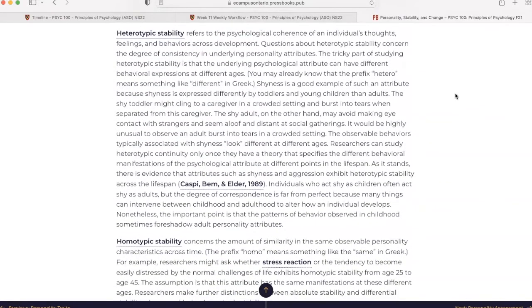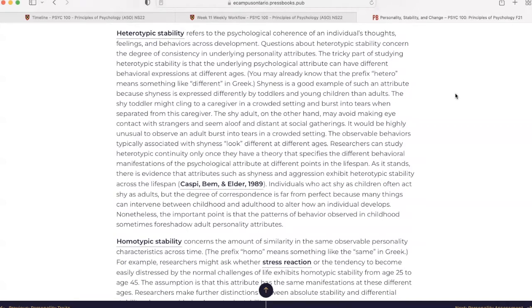Heterotypic stability refers to the psychological coherence of an individual's thoughts, feelings, and behaviors across development. Questions about heterotypic stability concern the degree of consistency in underlying personality attributes. The tricky part of studying heterotypic stability is that the underlying psychological attribute can have different behavioral expressions at different ages. You may already know that the prefix hetero means something like different in Greek.